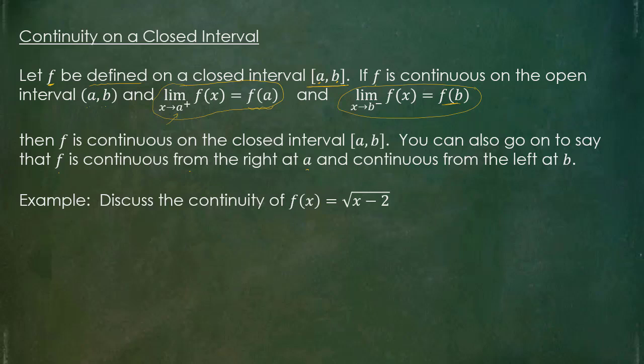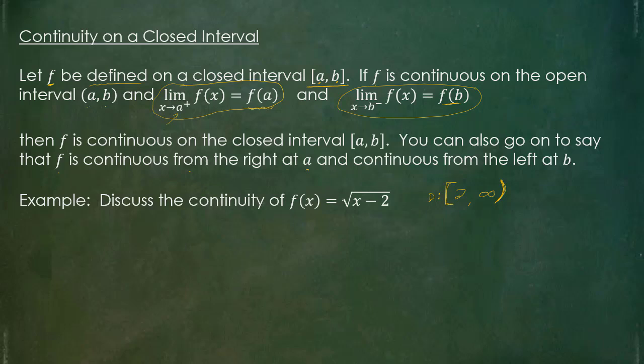So using this definition of continuity on a closed interval, let's discuss an example: what the continuity of the function f of x equals the square root of x minus 2 would be. The domain of this one is every number that is 2 and above, since that should give me non-negative values inside, so I would be defined on that entire interval.